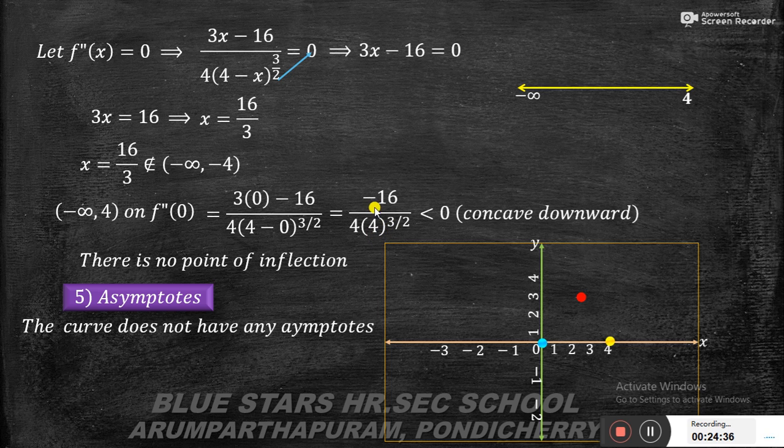Or otherwise you keep it as it is, that means 4 into 4 power 3 by 2. You see there is a minus sign in the answer. So minus means it is less than 0. Less than 0 means it is concave downward. So there is no point of inflection here.